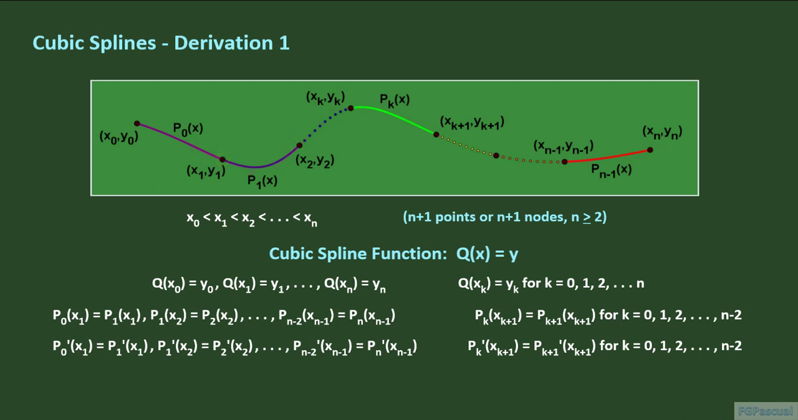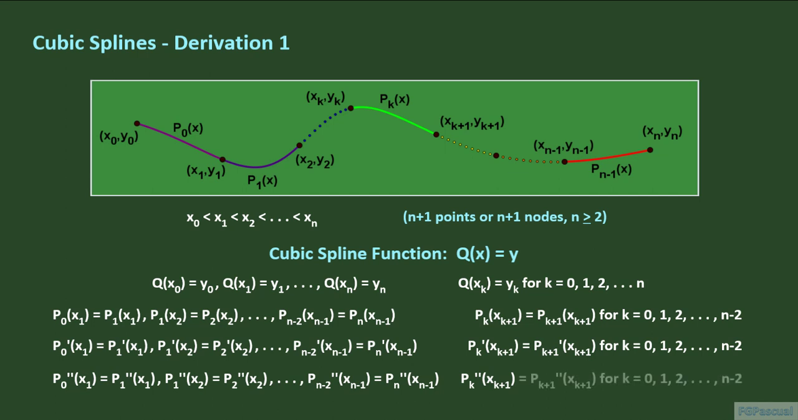And finally, an extra smoothness condition, this time on the second derivative. The left-hand second derivative at x sub k plus 1 should match the right-hand second derivative at x sub k plus 1.